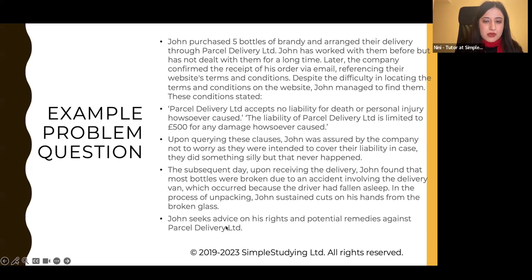The subsequent day upon receiving the delivery, John found that most parcels were broken due to an accident involving the delivery van, which occurred because the driver had fallen asleep. In the process of unpacking, John sustained cuts on his hands from the broken glass. John seeks advice on his rights and potential remedies against Parcel Delivery Ltd. So as you can see, the question is asking you not only to advise John about his rights, but also about remedies. So make sure that if you have a question like this, you advise on both his rights as well as remedies.